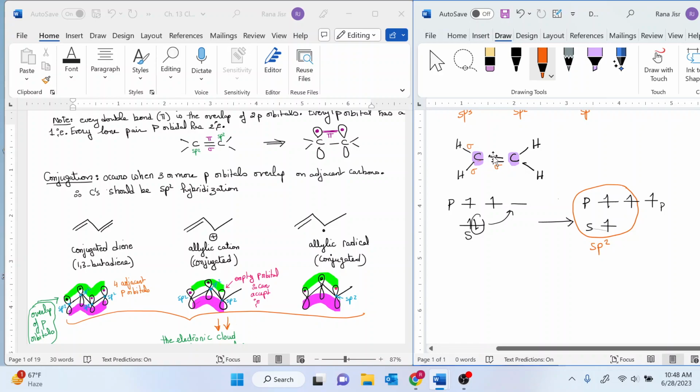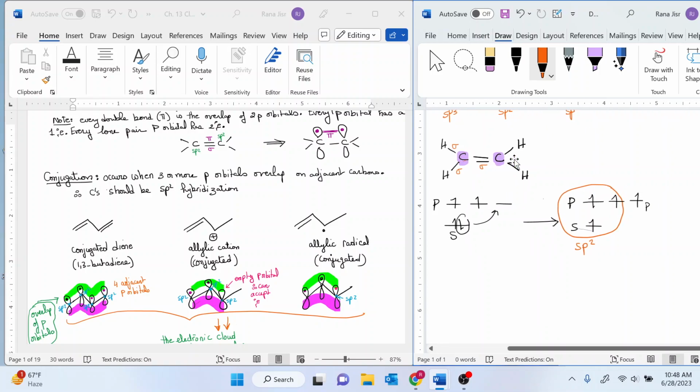Now for the pi bond. See the p orbital that is left here? Every single carbon is going to have a p orbital. So the p orbitals here, when they overlap with each other, are going to make a pi bond.